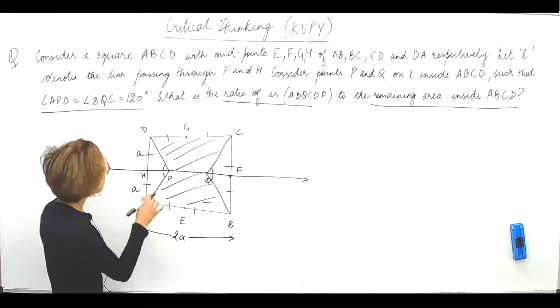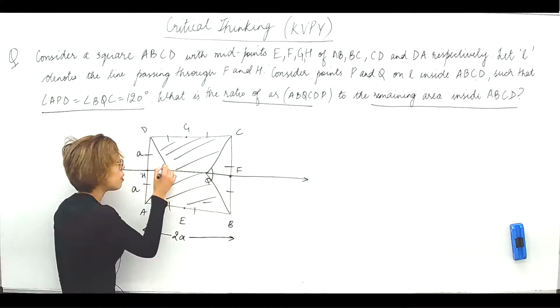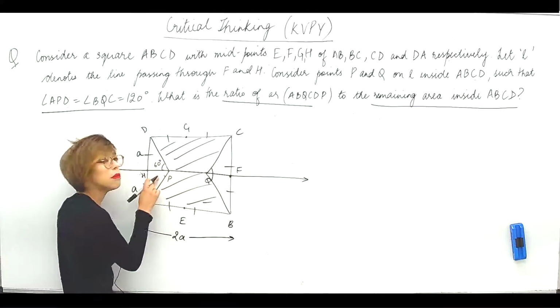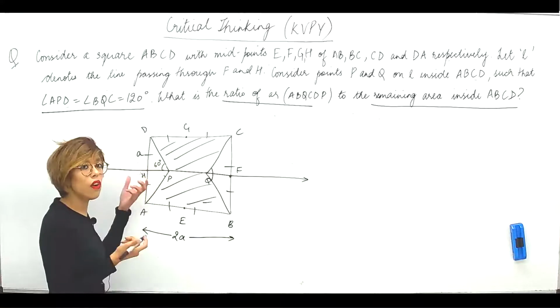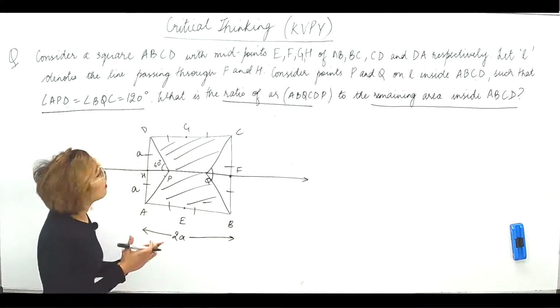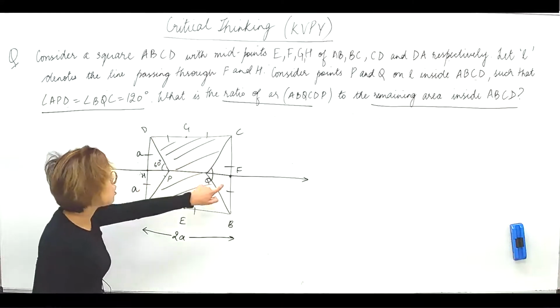Right? Also, since this entire angle is 120 degrees, can I say that it will be bisected over here? This will be 60, this will be 60. Right? How? Triangles are congruent, that's why. Right? Now, I want to find the ratio of this area over these two.